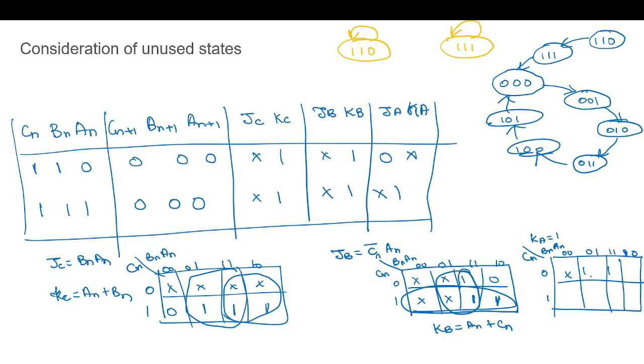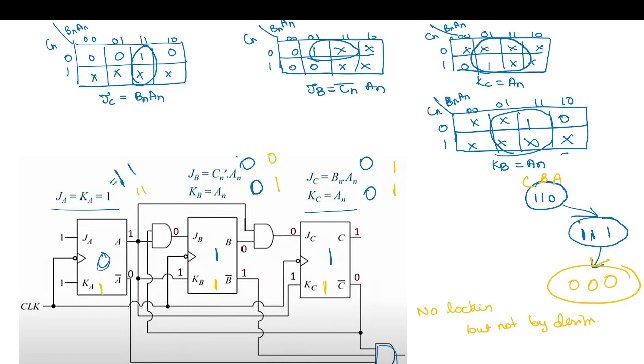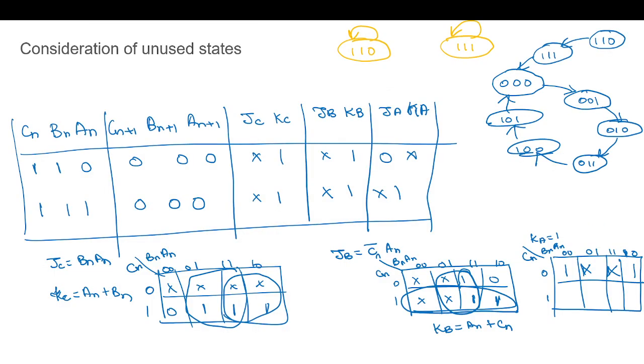It was not 1, it is x. It is 1 x, x1, 1 x x0. Here it is 0. That's why we are recalculating it. And JA is CN bar plus BN.